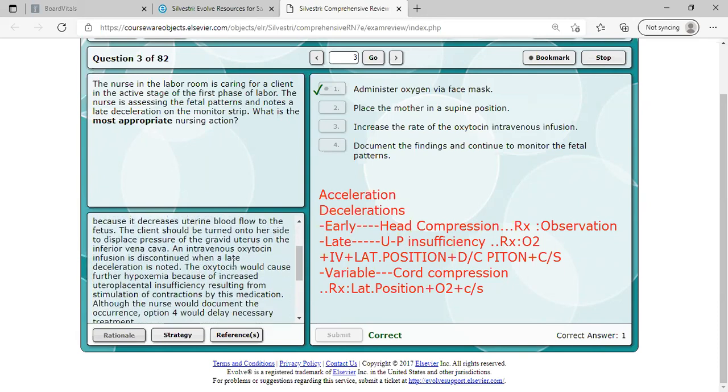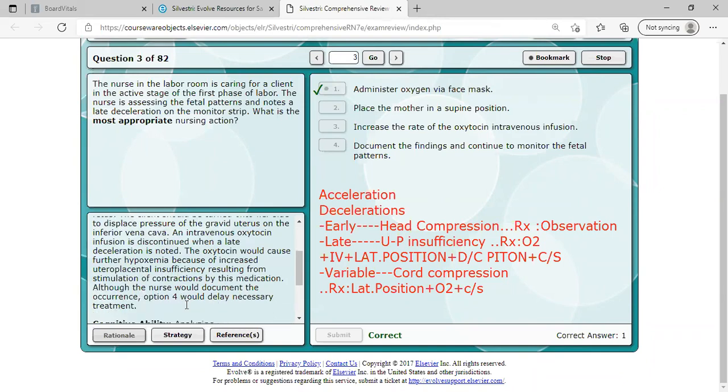The intravenous oxytocin infusion is discontinued when a late deceleration is noted. The oxytocin would cause further hypoxemia because of increased uteroplacental insufficiency resulting from stimulation of contractions by this medication. Although the nurse would document the occurrence, option 4 delays necessary treatment.